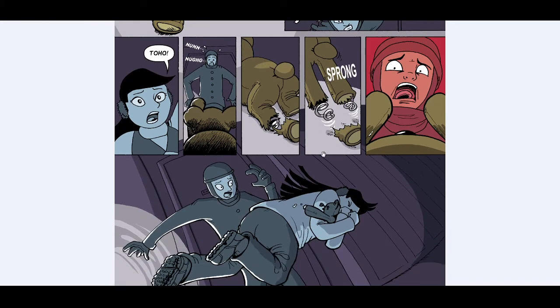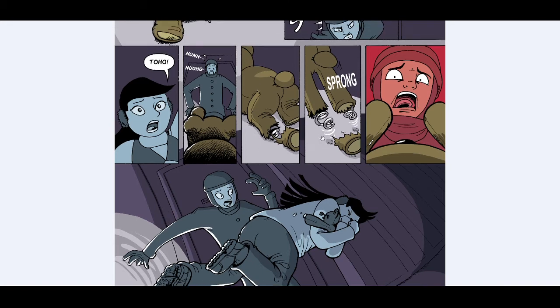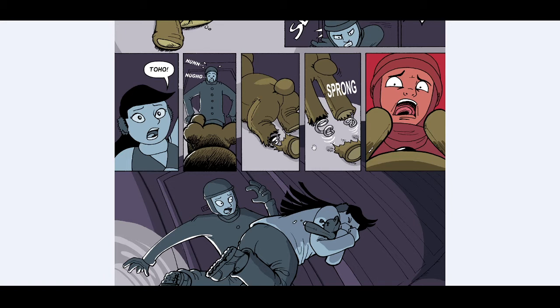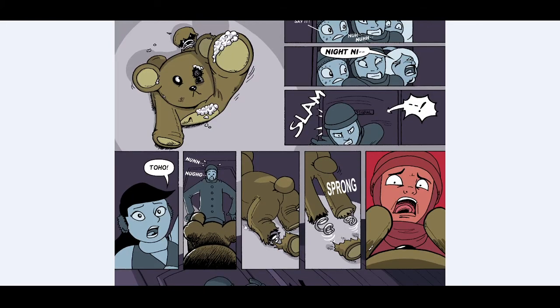This is a reference. At the time of drawing this chapter, I was reading Uzumaki by Junji Ito, a really great horror manga, and there was one chapter where springs grow out of a person. In that chapter it was super, super horrific. Here it's only somewhat horrific because it's a teddy bear and not a person. So I needed a way for the bear to be a reasonably dangerous element for Toho that he could not easily escape from.